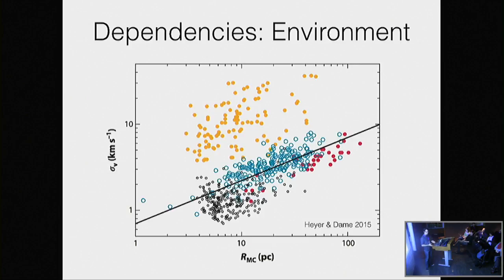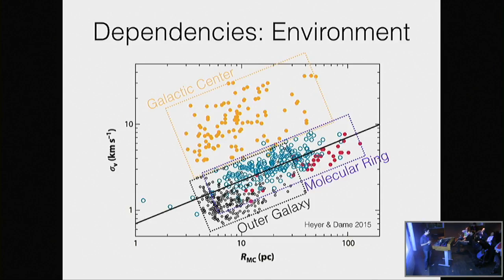However, it's not that simple. There are a number of dependencies that have already been shown even up until now in the Milky Way. For example, here's the size-line width relation for a number of clouds in the Milky Way, and it's not just one relation clearly here. You have many different regions of the galaxy, and each region seems to have its own scaling relation, or perhaps lack thereof. In particular, the galactic center, which has much higher line widths, is highly offset compared to the rest of the galaxy.